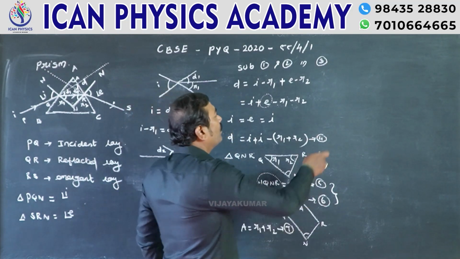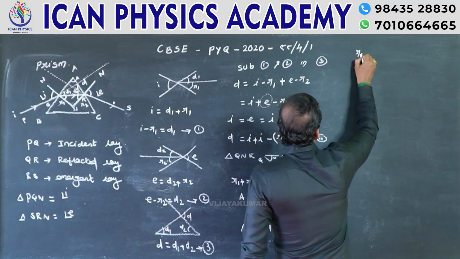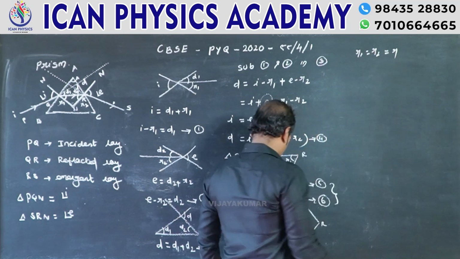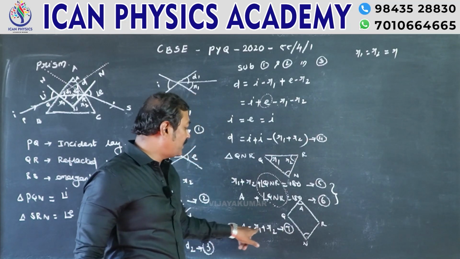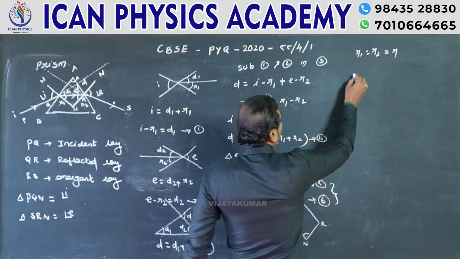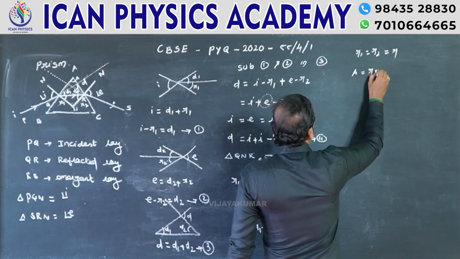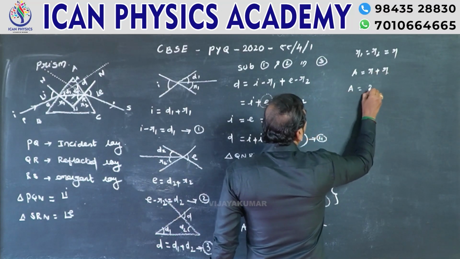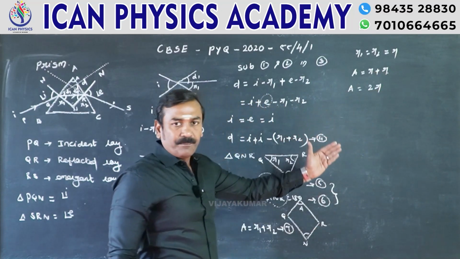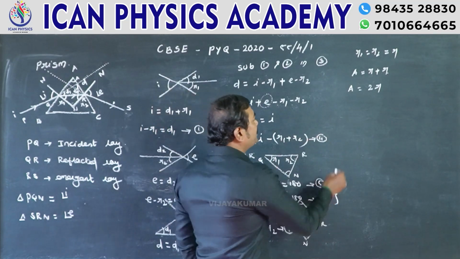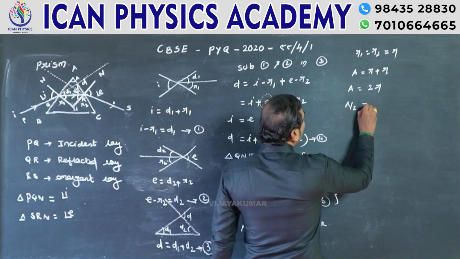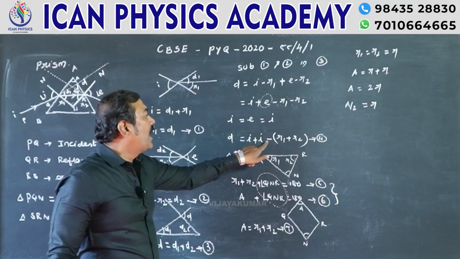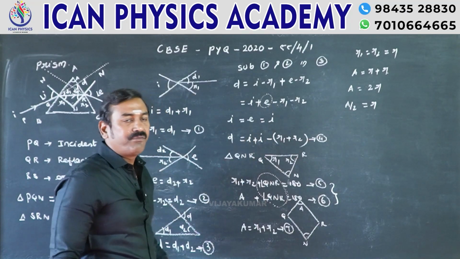Okay, fine. So now the angle of refraction R1 equals R2 equals R. Then what happens? R1 plus R2 equals A. So A equals R plus R, so R plus R is 2R. So A equals 2R. The multiplication 2 comes to this side as division 2. So A by 2 equals R. Okay. Now we can modify the 4.